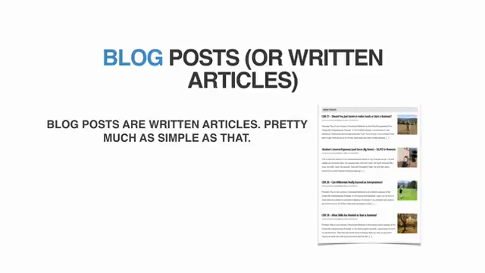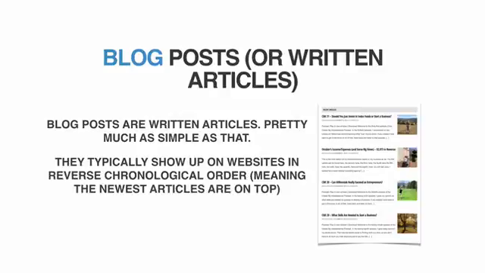So let's take a look at each one a little bit more specifically. Blog posts are written articles. Pretty much just simple as that. There's an example on the right of some blog posts. Those are 4 blog posts taken from my blog, createmyindependence.com. And by the way, some of those happen to contain podcast episodes within them, but this is what a blog looks like. It's a list of posts.